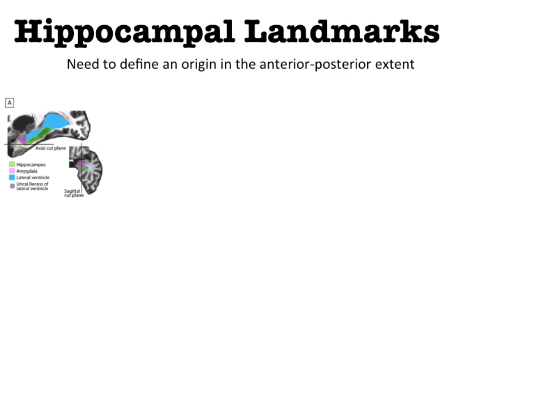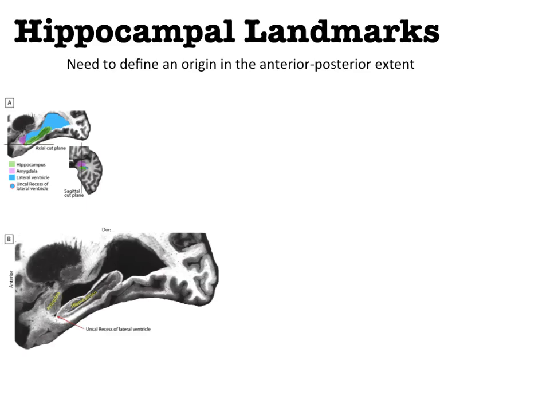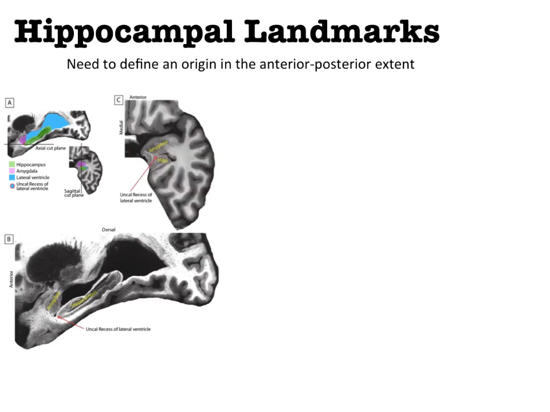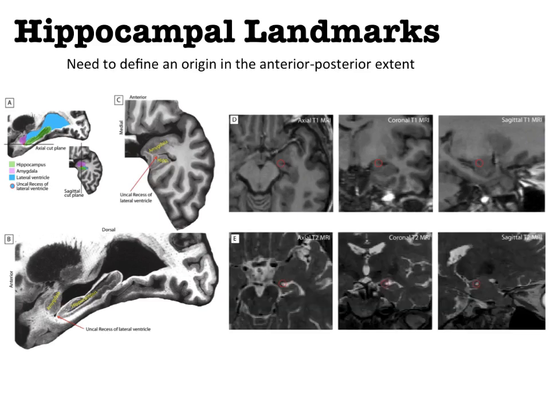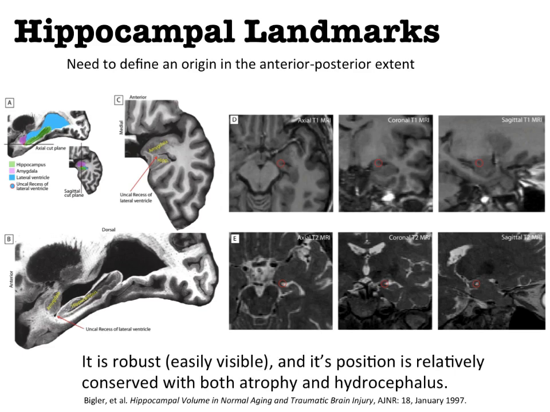In order to define the anterior-posterior extent of our hippocampal coordinate system, we need an origin, and for that origin, we pick the uncal recess of the lateral ventricle. It can be identified on sections, such as those that you see on panel B here and panel C, but also it's easily identified on T1 MRI and T2 MRI. The uncal recess is optimal because it's easily visible and its position is relatively conserved with both atrophy and hydrocephalus.